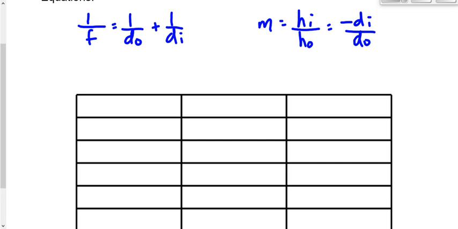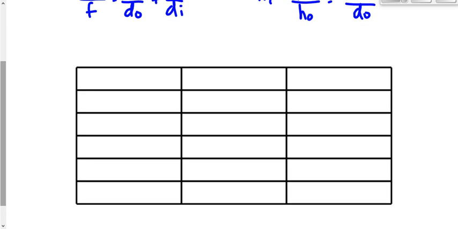Let's first identify when it should be positive, when it should be negative. Those are my two columns. And then down the left side, let's identify when do should be positive, di should be positive, and f should be positive, and when they should be negative. We'll fill in the rest of the table in a minute here.